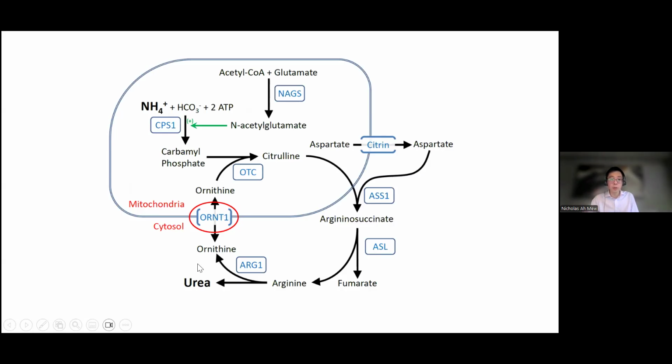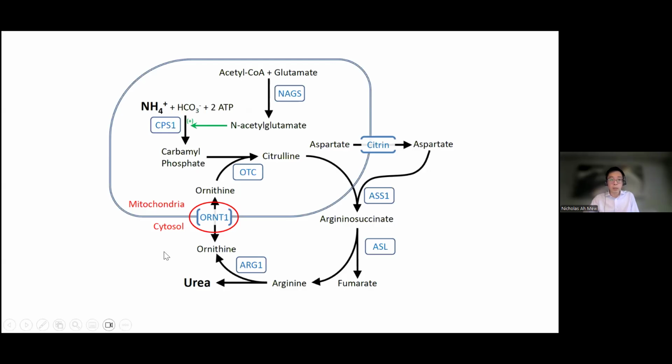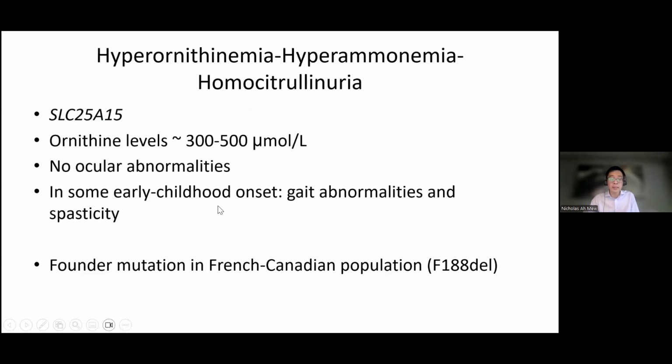The other transporter is the ornithine transporter, again coded by the gene SLC25A15. Given where it's situated here, it will result in elevated ornithine levels, typically in the 300 to 500 micromolar range. But unlike ornithine aminotransferase deficiency, which typically has much higher ornithine levels, this condition, HHH deficiency, does not cause the type of ocular abnormality that you'll see with OAT deficiency.